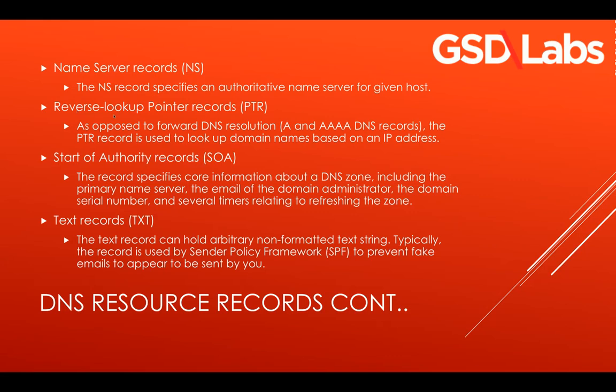And the next important one is the start of authority record. This record specifies core information about the DNS zone, including the primary name servers and the email of the domain administrator and then the serial number of the domain and several timers related to the refresh of the zone and stuff like that. And the DNS system also includes a TXT record or a text record, which is just a record where you can add any arbitrary text strings.